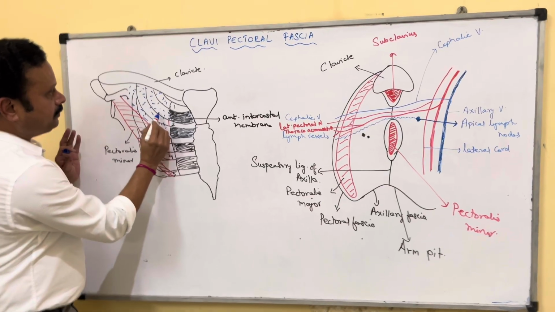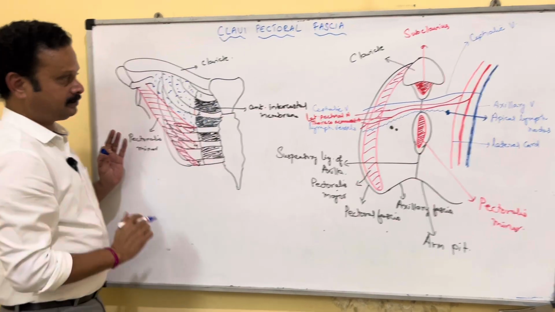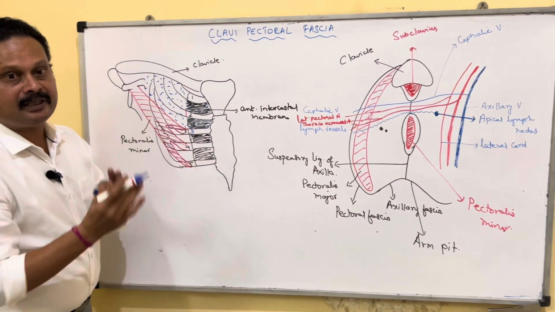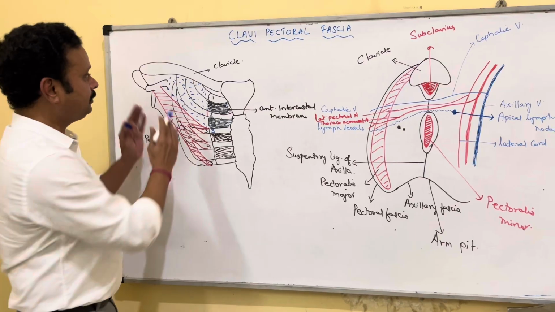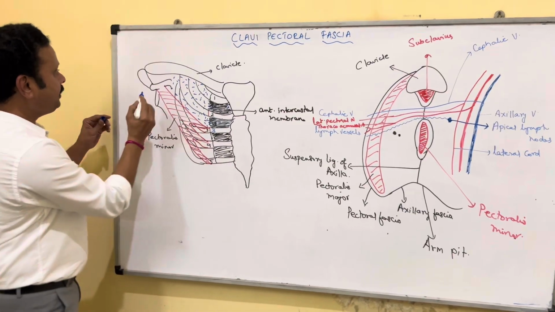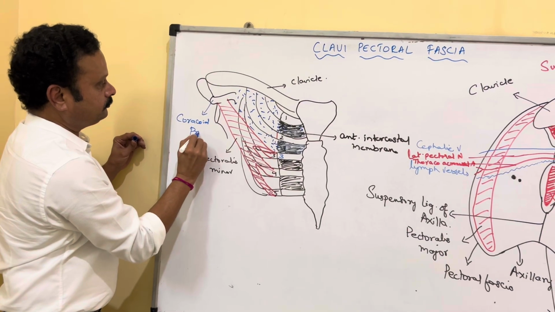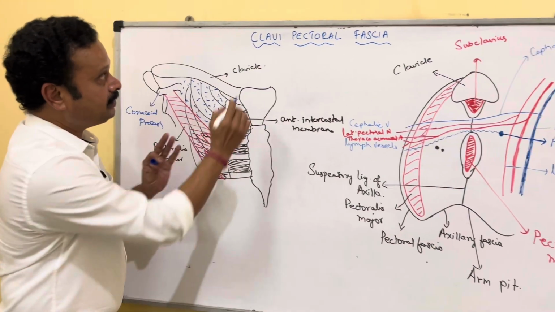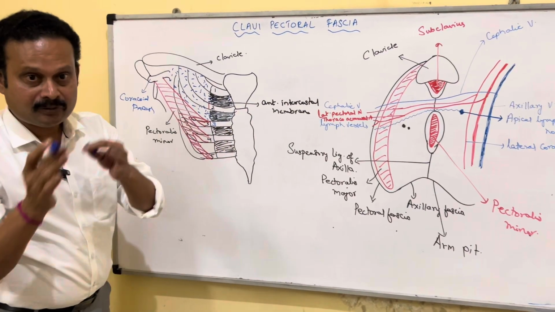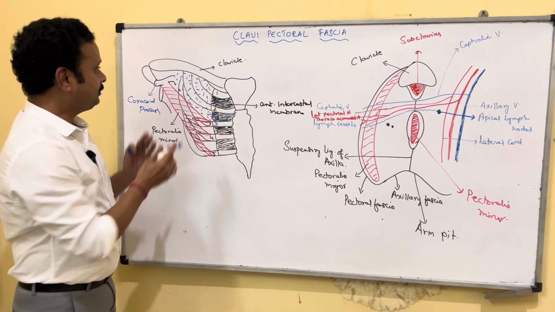Medially, this clavipectoral fascia blends with the anterior intercostal membrane of upper two spaces. That means between first and second and third ribs. Medially, you find the anterior intercostal membrane or external intercostal membrane. So medially, this fascia is blending with that. Laterally, it is blending with the coracoid process of scapula. The medial extent of clavipectoral fascia is anterior intercostal membrane of upper two spaces. Laterally, its extent is till coracoid process.